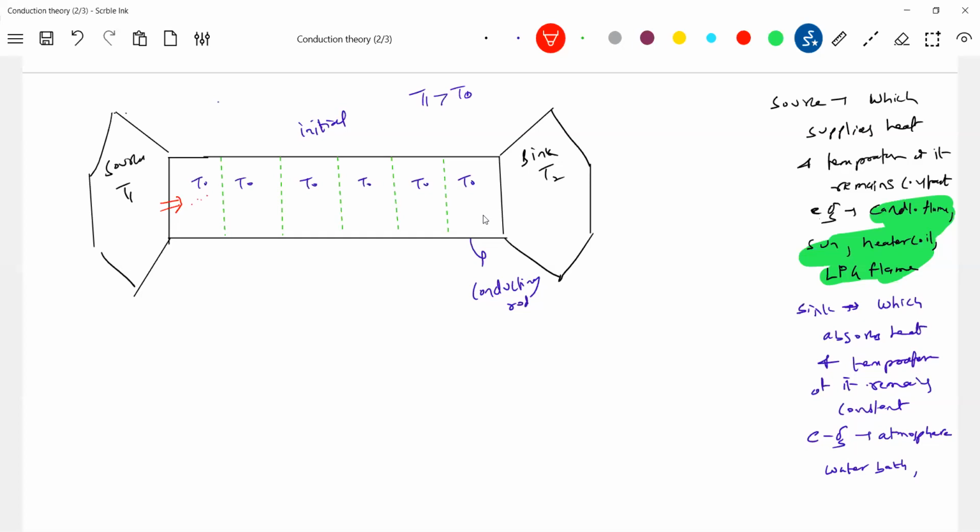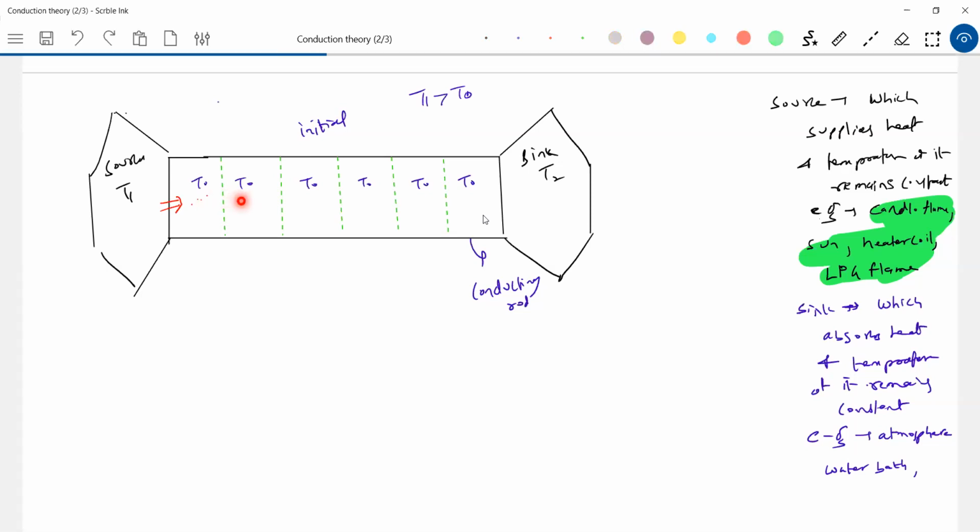Then the next element is in contact, so the vibrations of this will be passed to it. Again, this element will draw energy from the previous one. How will it be transferred? By vibration. As these atoms acquire a higher vibration due to contact with the source, similarly, when the next atoms come in contact, this vibrating atom will make those atoms also vibrate.